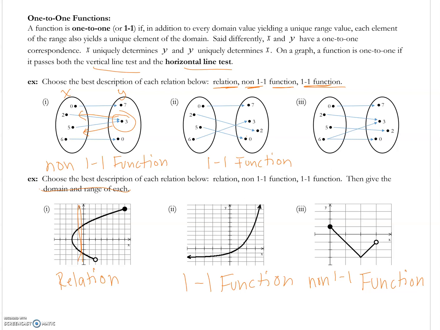And lastly, on this mapping diagram, 0 goes to 7, 2 goes to 3, 5 goes to 2, 6 goes to 3, and 6 goes to 0. So since this one x value gives me two different y values, it's not even a function, it's just a relation.